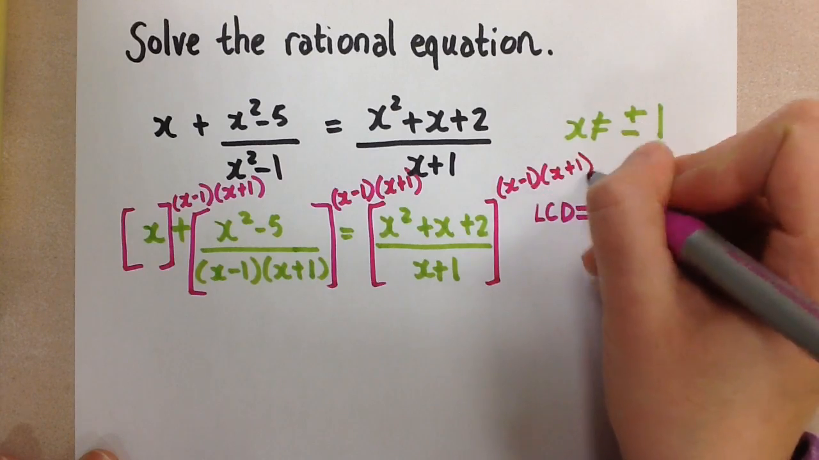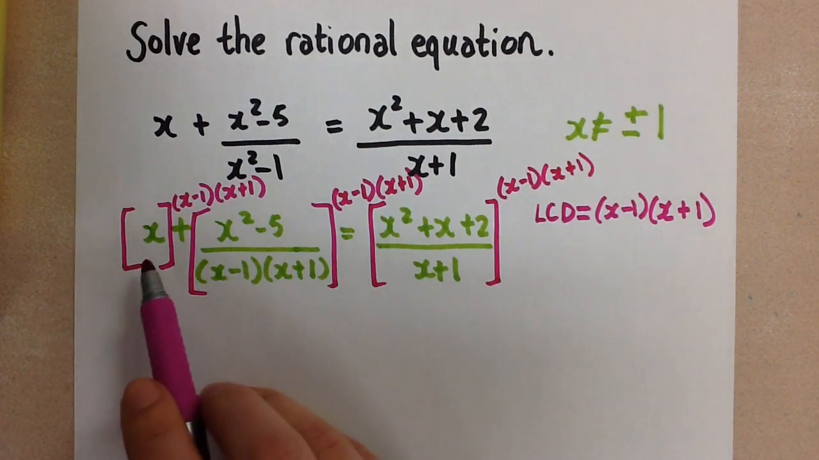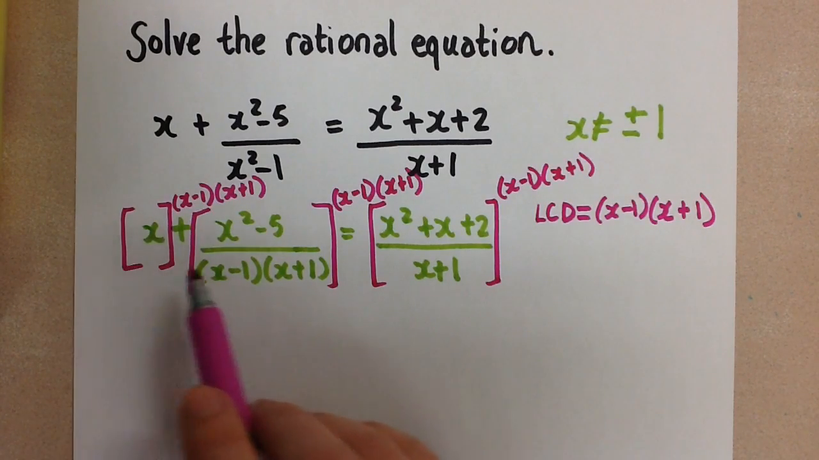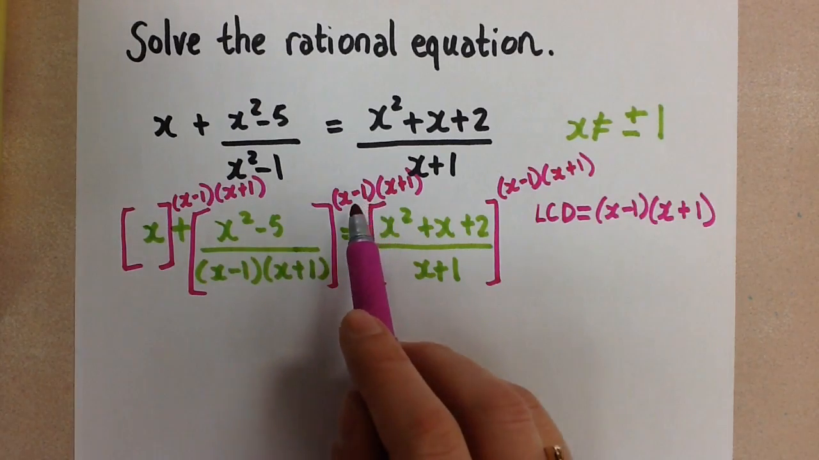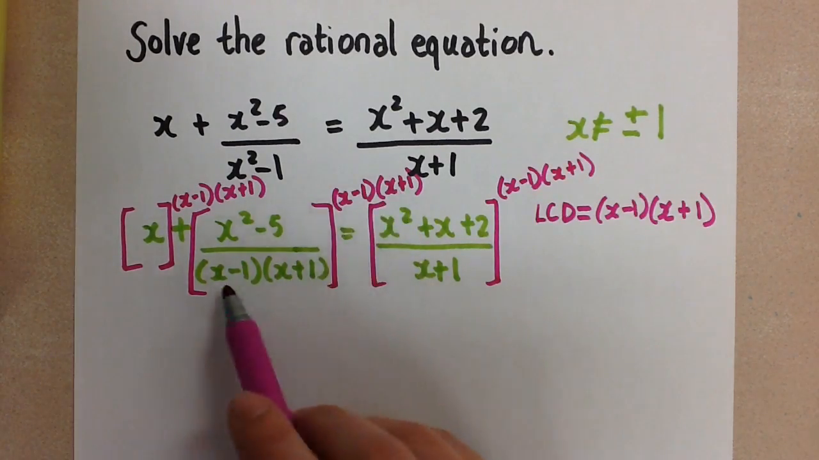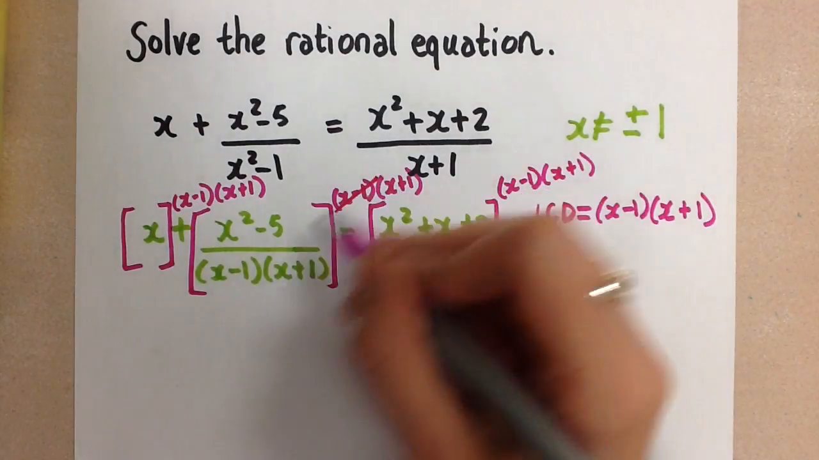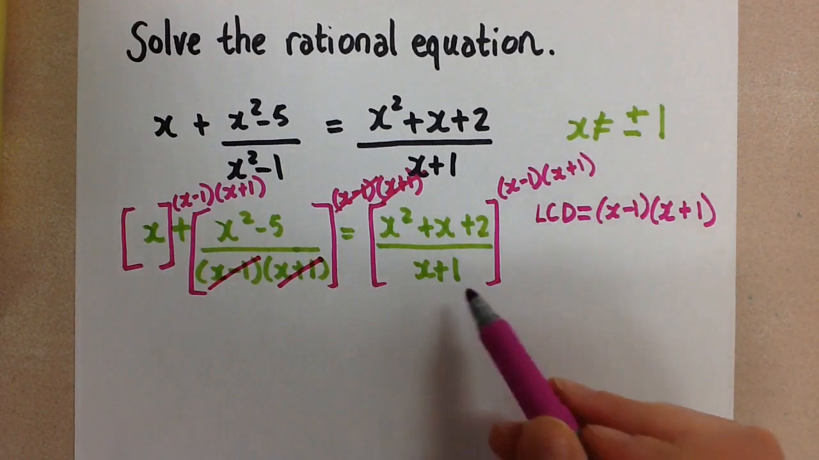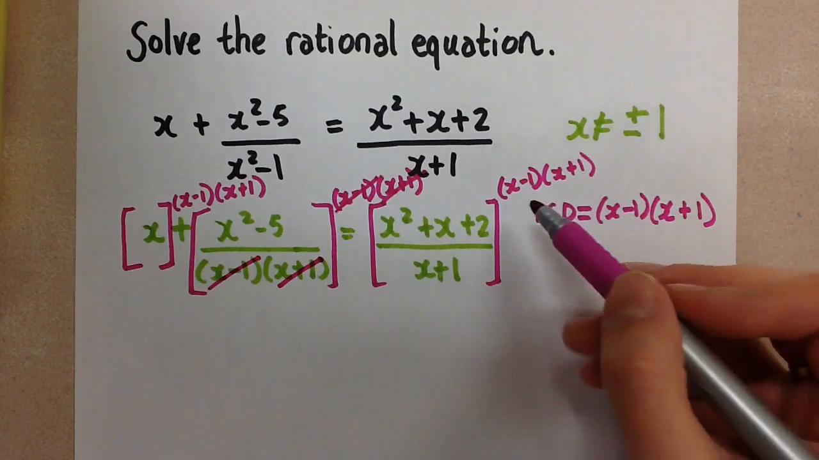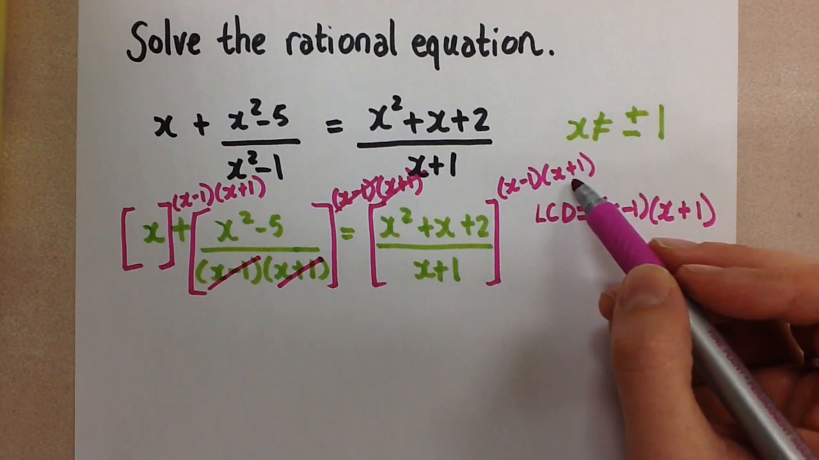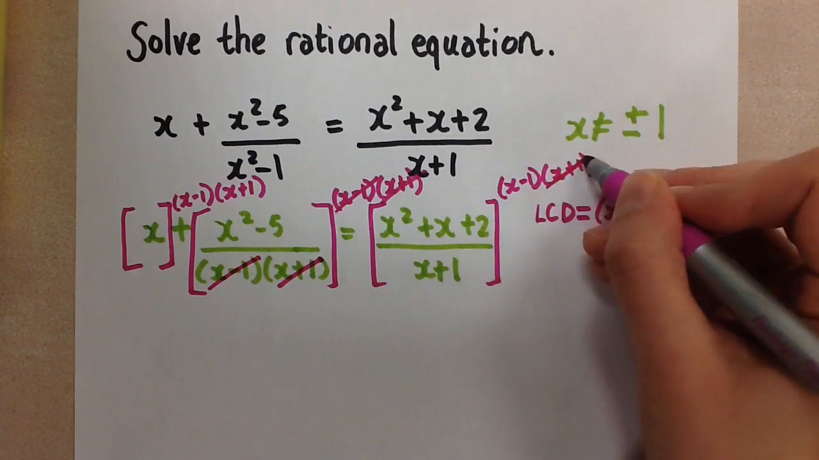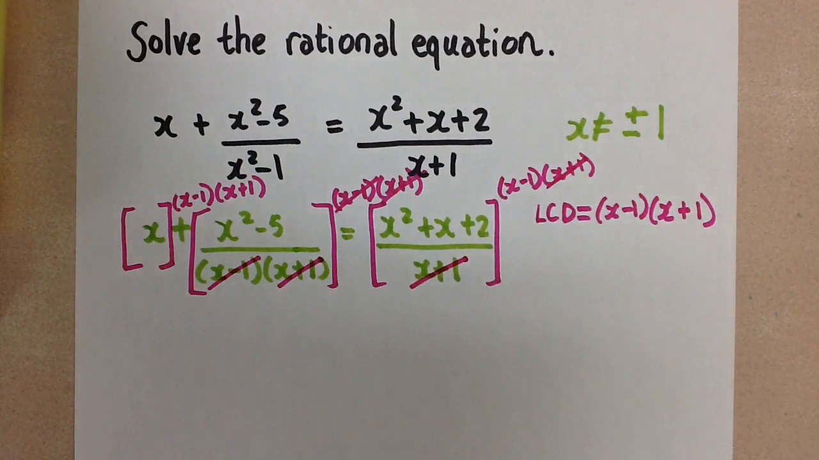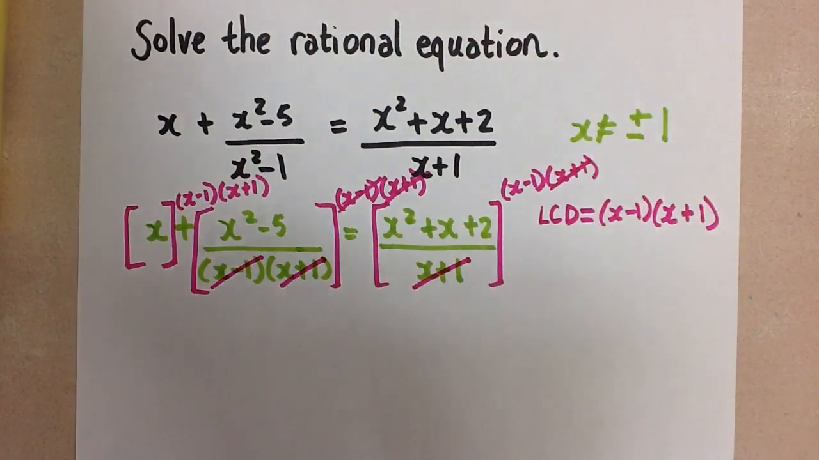Alright, now we can look at which factors cancel here. In the first term, there's no denominator, so there won't be any canceling when we do this multiplication. But in the second term, we're multiplying by (x minus 1)(x plus 1), and then we're dividing by (x minus 1)(x plus 1). So these all cancel out, and we end up with just that numerator left. And over on the other side of the equal sign, when we multiply by (x minus 1)(x plus 1) and then divide by x plus 1, these cancel, and we end up only multiplying this numerator by x minus 1. So now we can go ahead and do all of the multiplication.